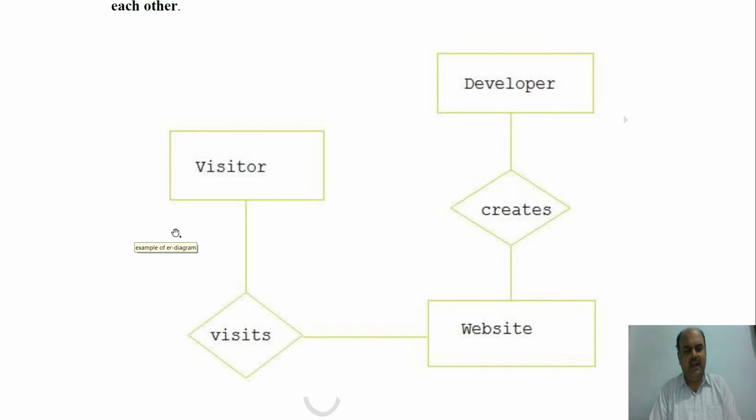So here the entities are visitor, developer and website. All these three entities are related with each other, because the developer will develop the website, but that website is going to be visited by the visitors. So this is the first example, where interrelated entities are represented through the diagram.